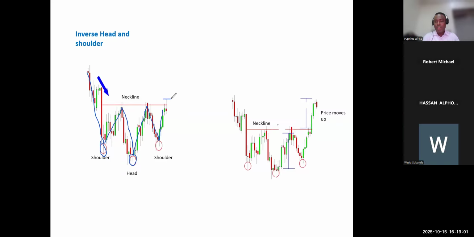Then we have the second shoulder form, and what we're trading is a breakout of price again above the neckline. And this also will require us to use a buy stop pending order to capture price movement as it breaks out above that region. So an inverse head and shoulder pattern will generate for us a bullish signal.